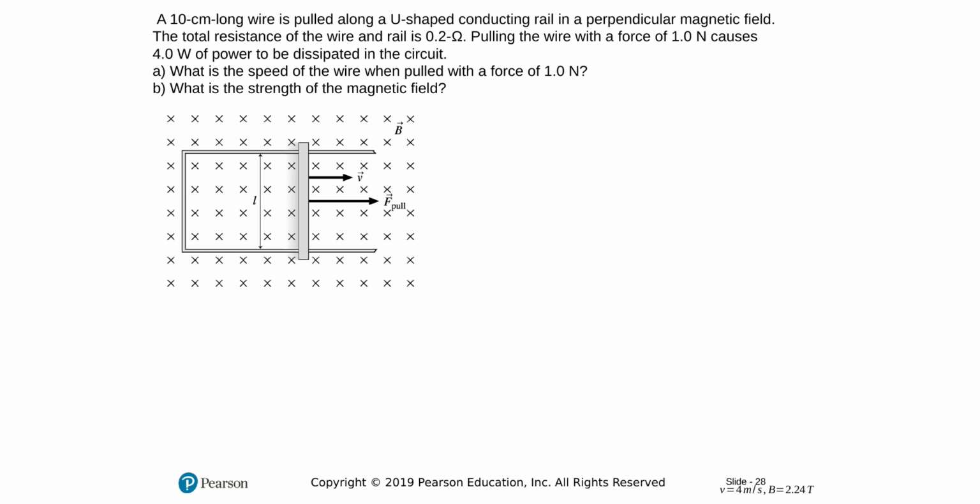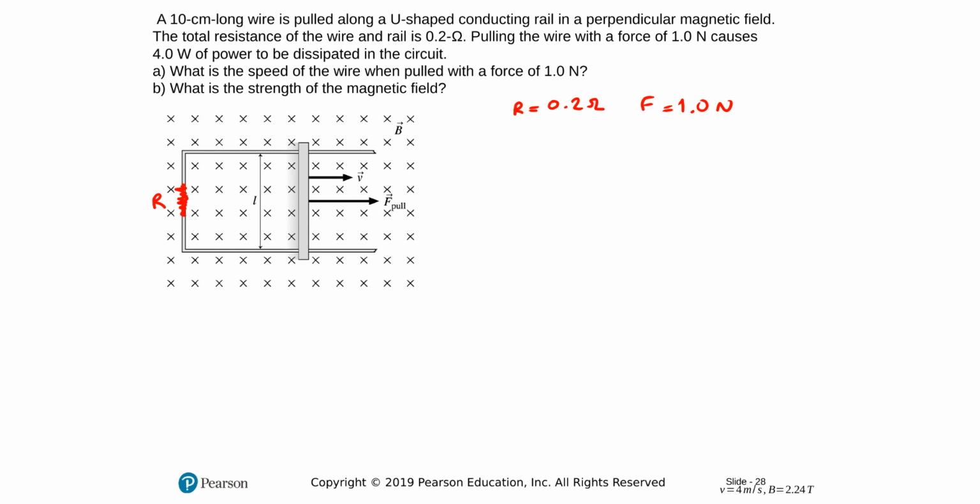Here's a question involving power. We have a bar, we're moving it, with pull force, velocity, and length L, in a magnetic field B. And the total resistance of the wire and the rail, so in the system there's a total resistance. I'm going to symbolize this as if I have a resistor here, so we have an R. And that resistance is equal to 0.2 ohms. And we're pulling the wire with a force of 1.0 Newton.